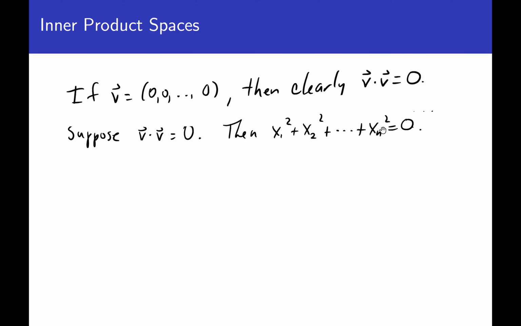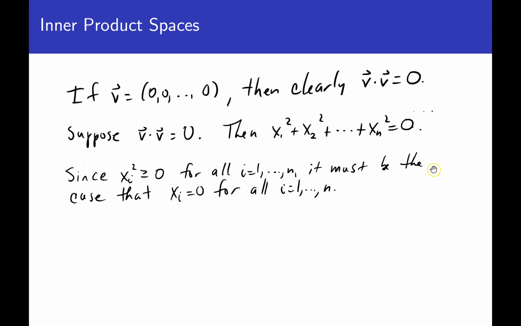If the dot product with itself is 0, then the sum of the components squared would be 0. But again, these are all non-negative, and we're adding them together. So the only way this can happen is if each individual component is 0. The only way that you can get a sum of squares to be 0 is if each individual number is 0, when we're talking about real numbers here. So that means that all the components had to be 0, which means that our v had to be the 0 vector.